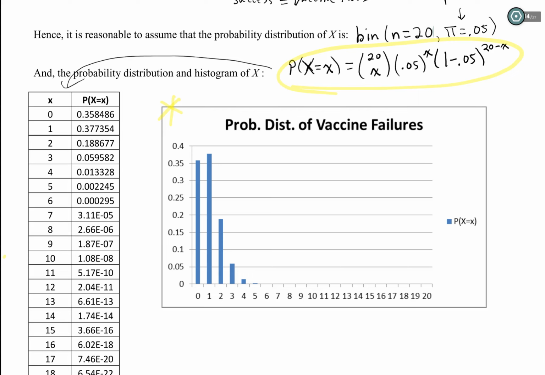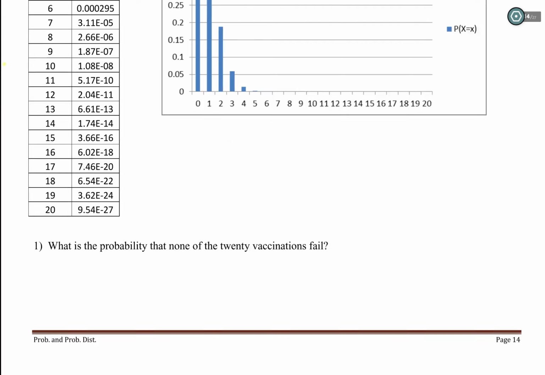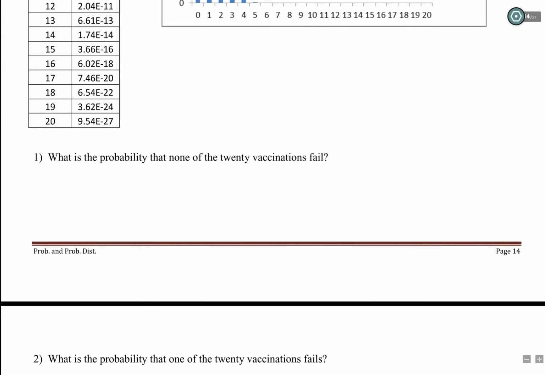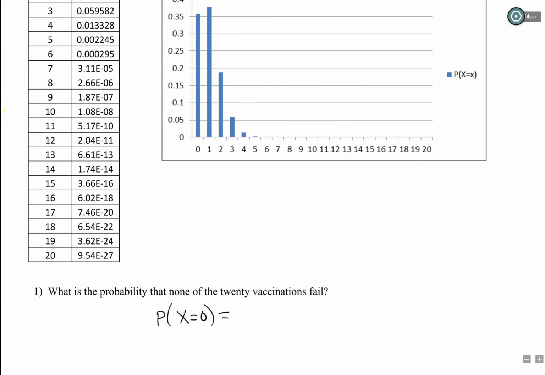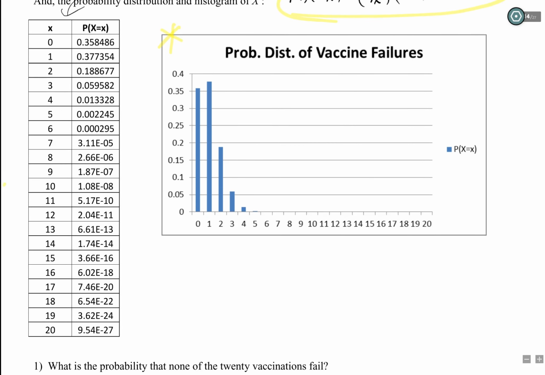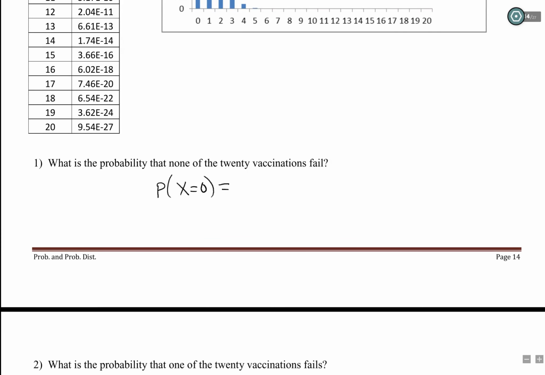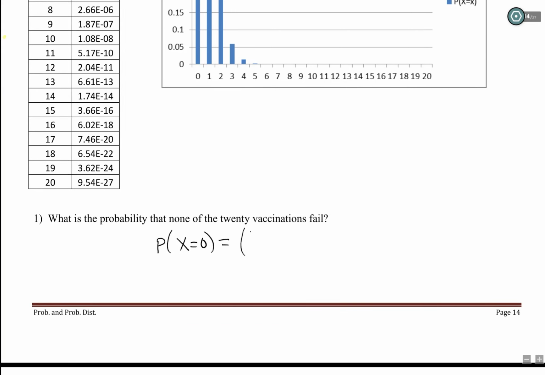So, moving along here, if we want to do some computations, what is the probability that none of the 20 vaccinations fail? So again, out of the 20 people, what is the chance that none of the vaccines fail, or that x is 0? Well, what could we do? We could get it directly from this table here, 0.358, or we could use the formula, and I'll do it one time. 20 choose 0 times 0.05 raised to the 0 power times 1 minus 0.05 raised to the 20 minus 0 power.